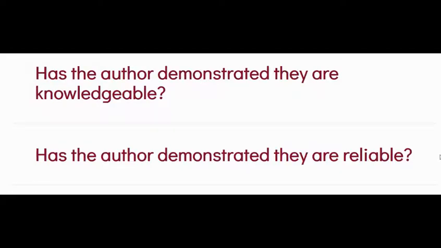At this point in the project, as we move from outline stage to a first draft, we also can take the opportunity to check our sources. We can ask two questions at this point to make sure that the sources of information that we are using to support our analysis are suitable. The first question to ask is, has the author demonstrated they are knowledgeable?